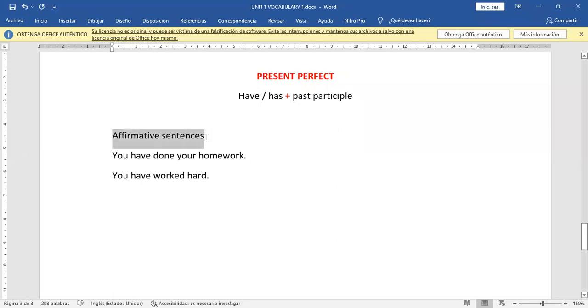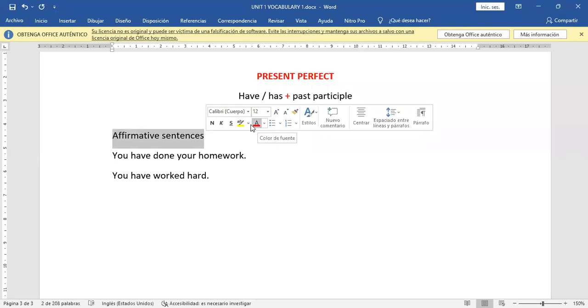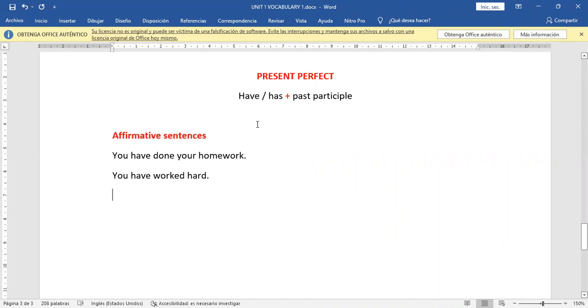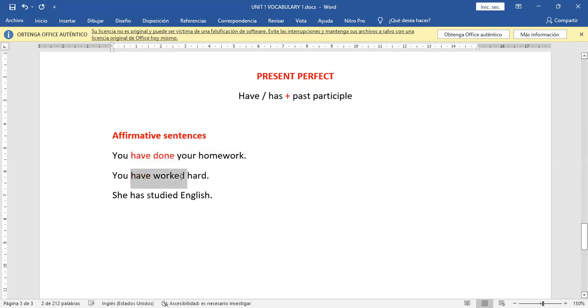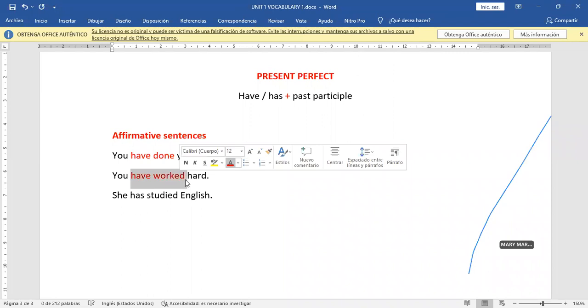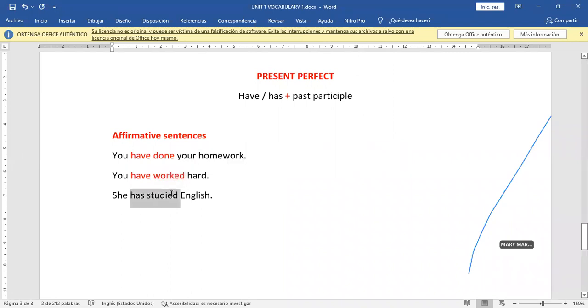Ella ha estudiado inglés. She has studied English. Look at the difference between simple past and present perfect. Marimar, don't write. So: have done, have worked, has studied.